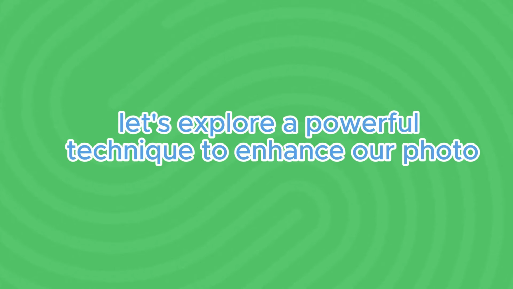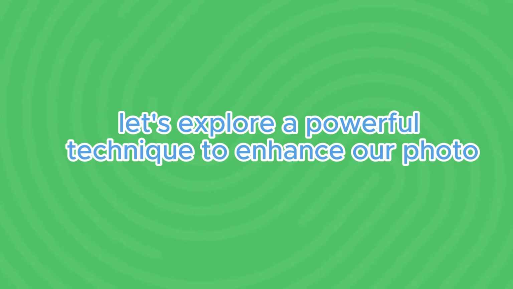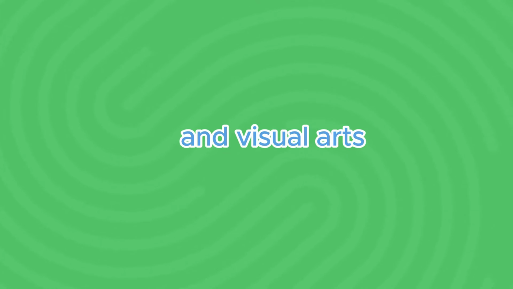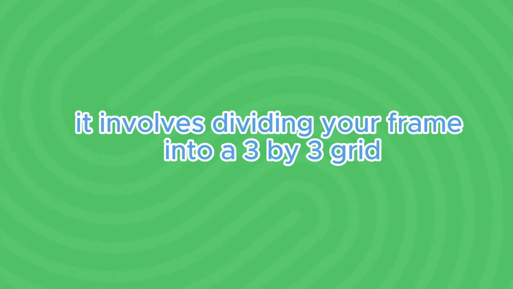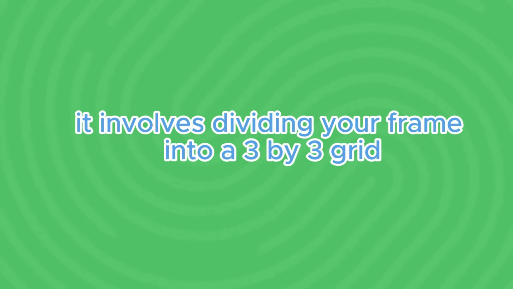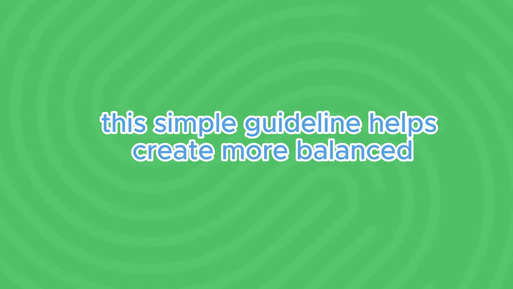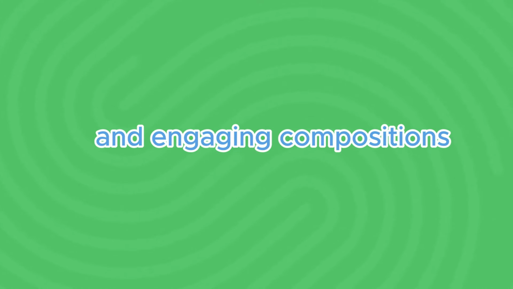Let's explore a powerful technique to enhance our photo, the rule of thirds. The rule of thirds is a fundamental principle in photography and visual arts. It involves dividing your frame into a 3x3 grid, as shown here. This simple guideline helps create more balanced and engaging compositions.